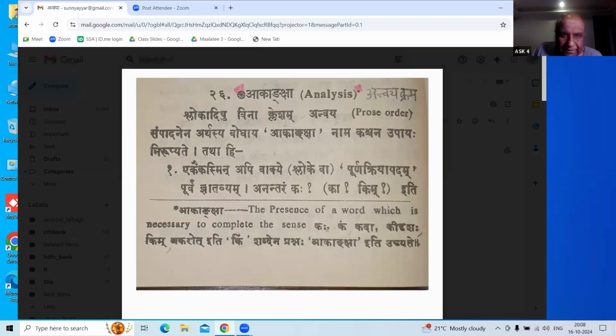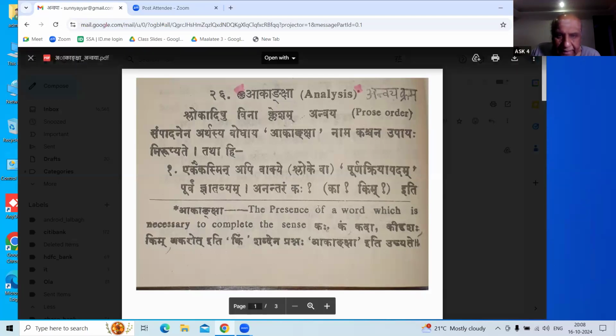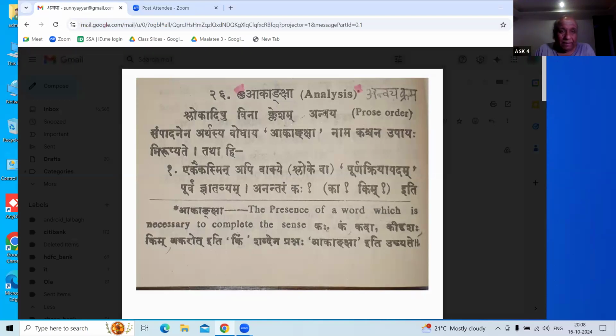Anvaya Rachana, we have gone through this, and for the sake of Ramya, we are going to go through it one more time. We started the Akanksha analysis, that means Anvaya Rachana basically. श्लोकादिषु विना क्लेशम अन्वय संपादनेन अर्थस्य बोधाय आकांक्षा नाम कश्चन उपाय निरूप्यते.